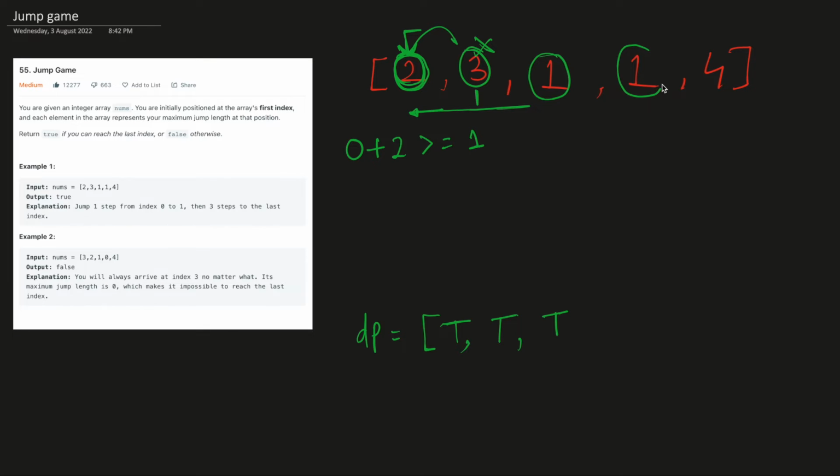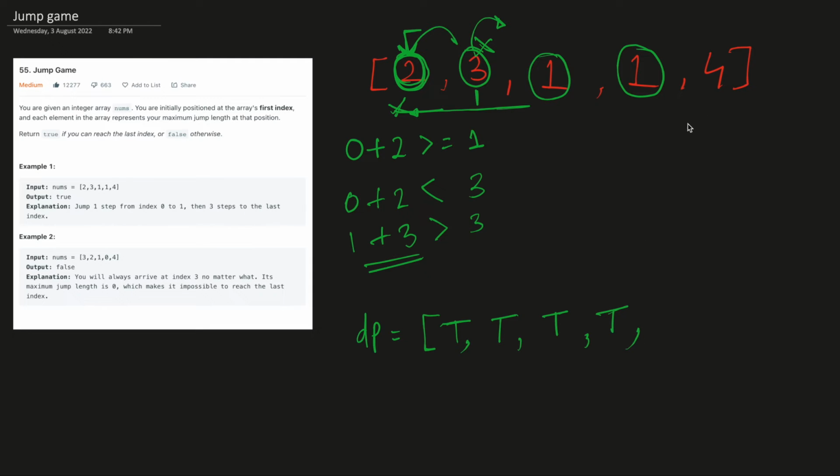Now let's calculate for this one. Can we reach from 2? No, because 0 plus 2 is less than the index of this one, that is 3. So we cannot reach from here. Now what we will do is we will be checking for the next element, that is 3. Can we reach 1 from 3? 1 plus 3 is obviously greater than 3. So we could reach this index also. So we will mark this as true.